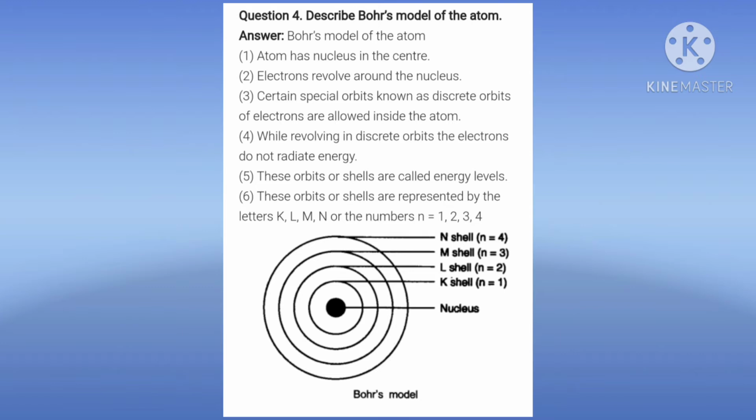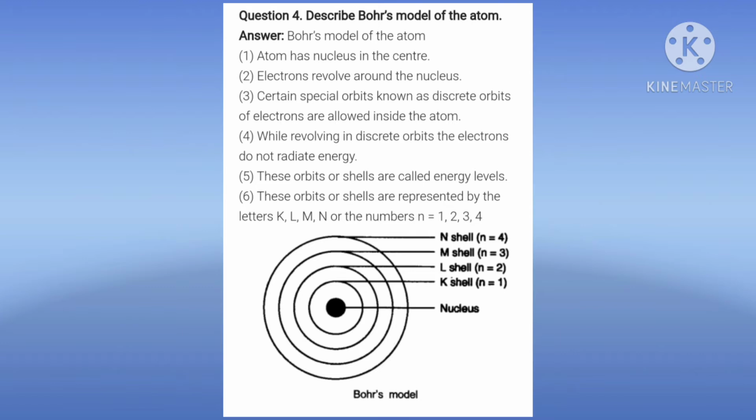Third, certain special orbits known as discrete orbits of electrons are allowed inside the atom. So some special orbits are present. Fourth, while revolving in discrete orbits, the electrons don't radiate energy. When they are revolving in the shell, they don't radiate any energy. Fifth, these orbits or shells are called energy levels.